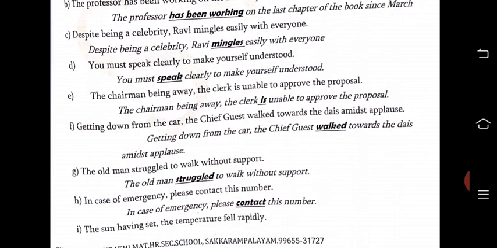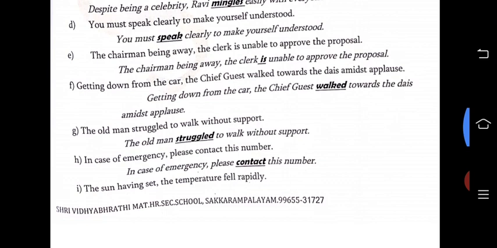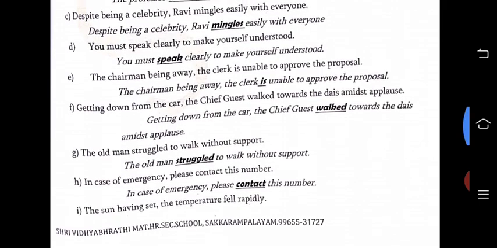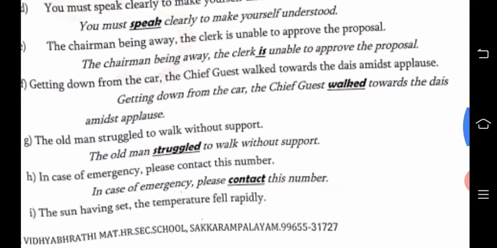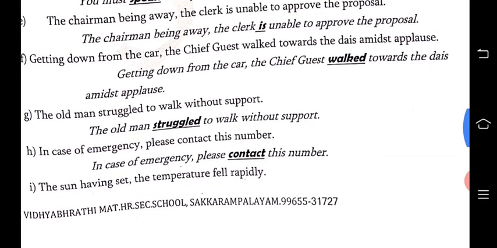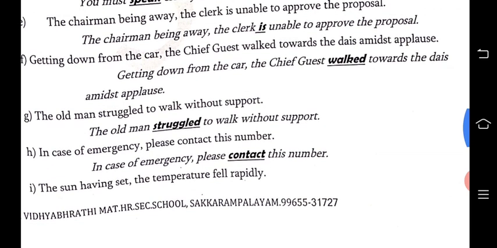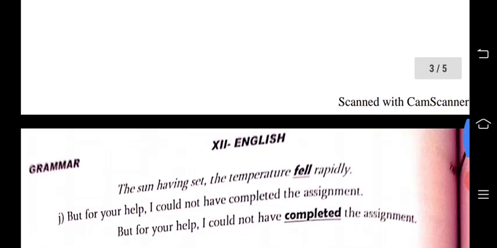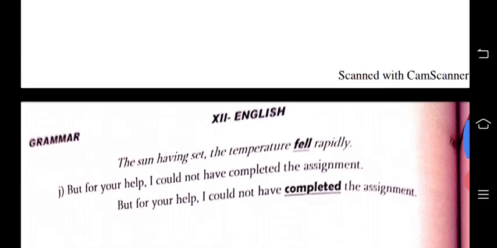Getting down from the car, the chief guest walked towards the dais amid applause. So walked is the main verb. The old man struggled to walk without support. So struggled is the finite verb over here. In case of emergency, please contact this number. So contact is the finite verb. The sun having set, the temperature fell rapidly. So here, fell is the finite verb.